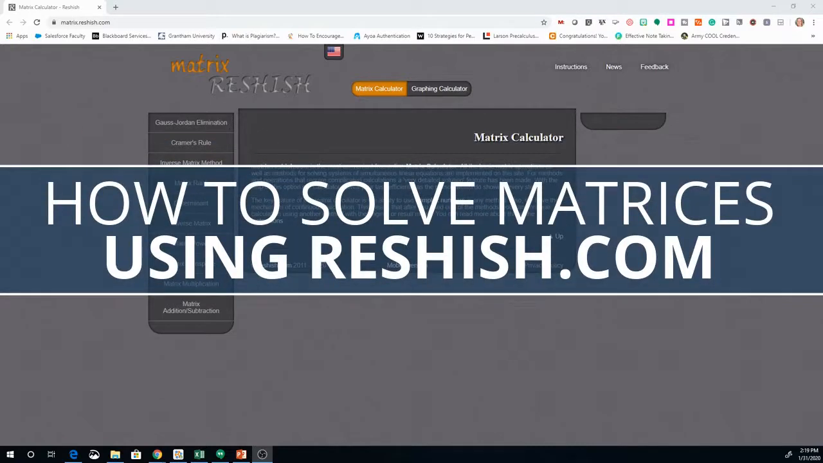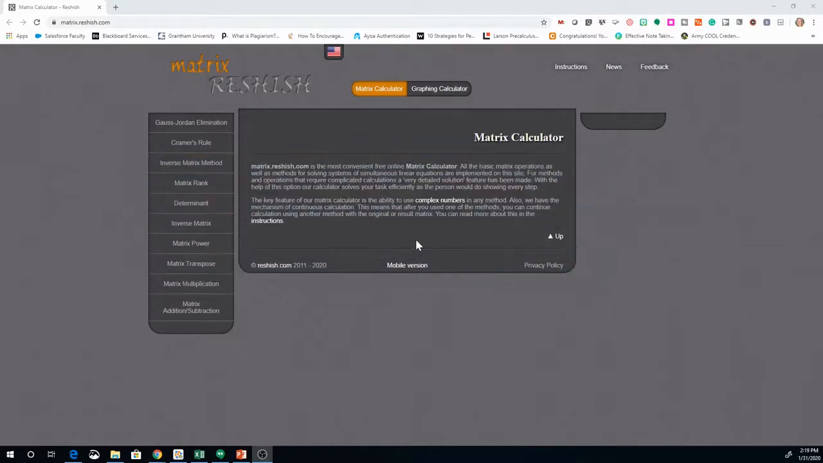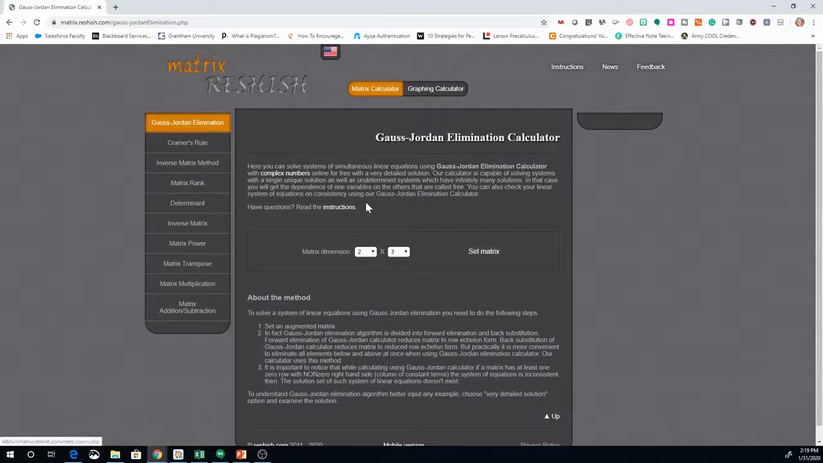A great matrix calculator is the Recalculate matrix calculator. If you want to solve a system using matrices, you can use Gauss-Jordan elimination. So you can click here, and then this actually gives you instructions on how to use it.